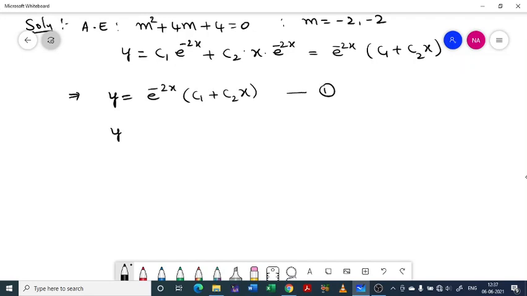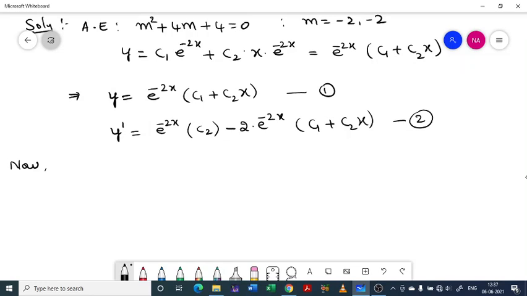Next, y dash. You have to apply the product rule, right? e power minus 2x into, differentiating this, we will get only c2 e power minus 2x, plus minus 2 into e power minus 2x times c1 plus c2x. This is equation 2.